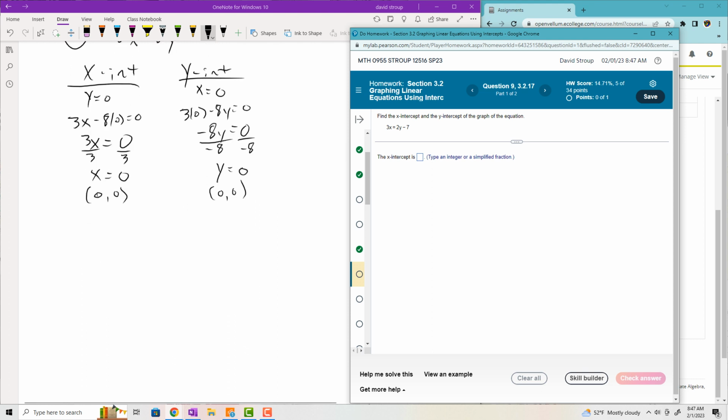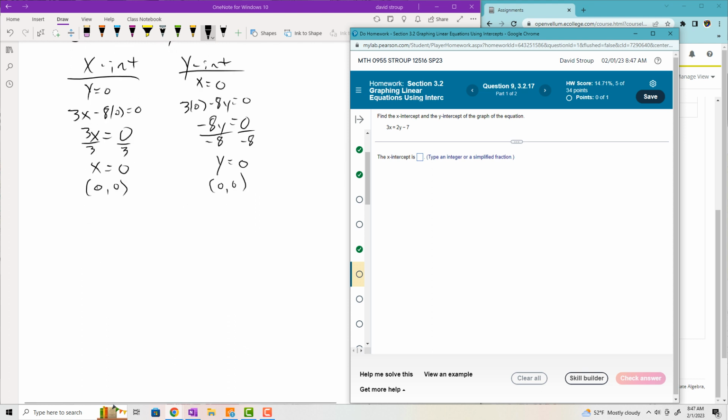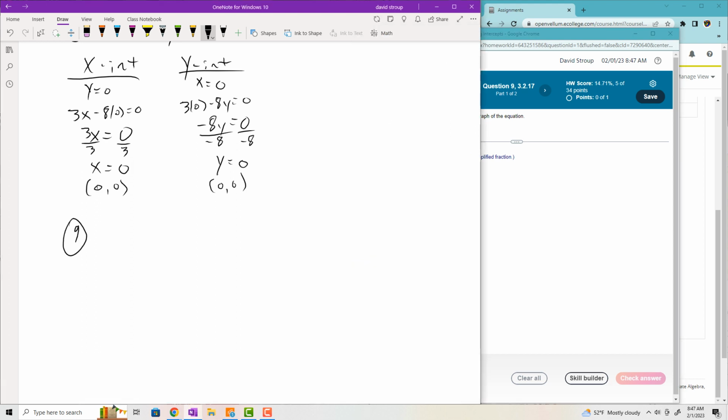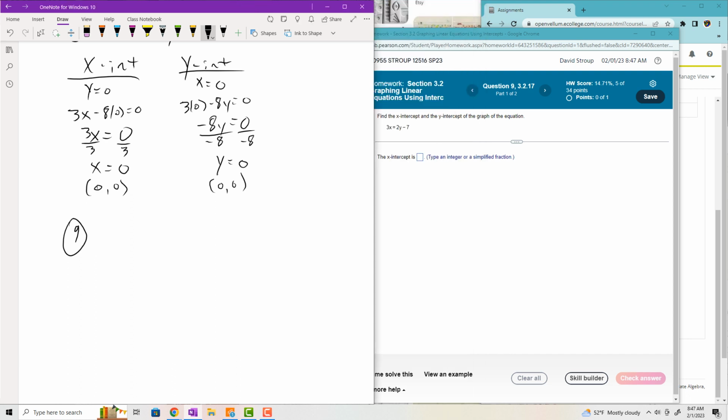This one's a little different because it's not in that ax plus by equals c kind of form, but the operating procedure is exactly the same. So I guess we might as well look at number 9. We have 3x equals 2y minus 7. So for the x-intercept, you're letting y equal 0. And you'll have 3x equals 2 times 0 if you want, minus 7. So 2 times 0 is just 0. And then 0 minus 7 is minus 7. Then you're going to divide both sides by 3.